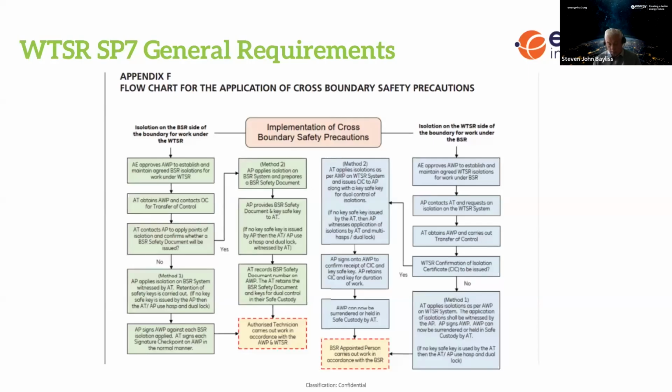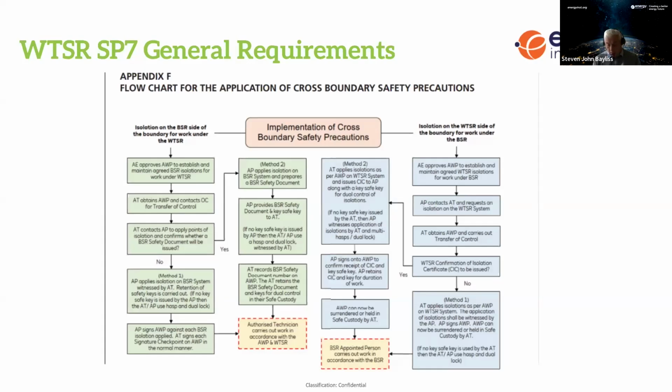And again, that follows on across. I'll just move on to method 2. Again, we go back to the decision box. WTSR confirmation of isolation certificate to be issued. In this scenario, there's a confirmation CIC to be issued. So the AT applies an isolation as per the AWP on the WTSR system and issues a CIC to the AP. Again, that would be appendices E and the CIC document in this method.